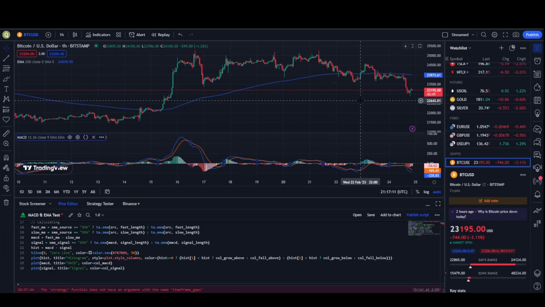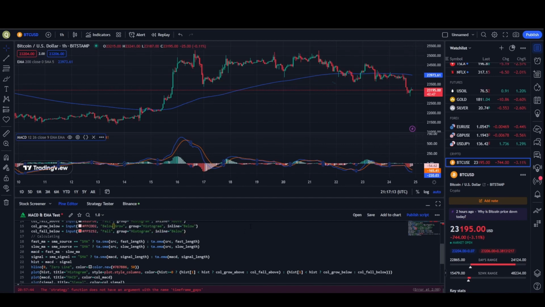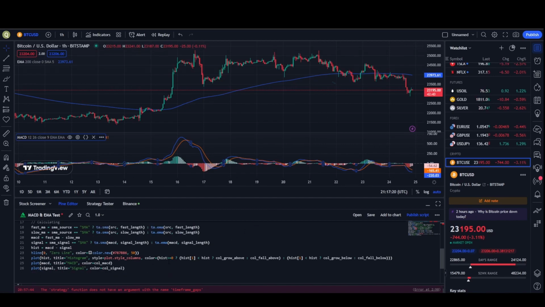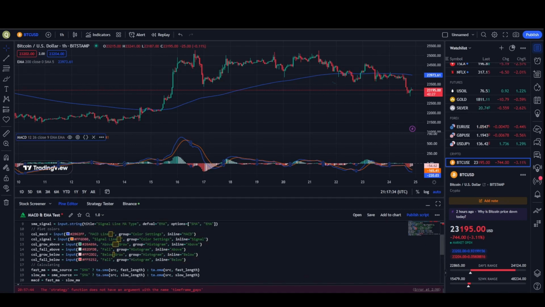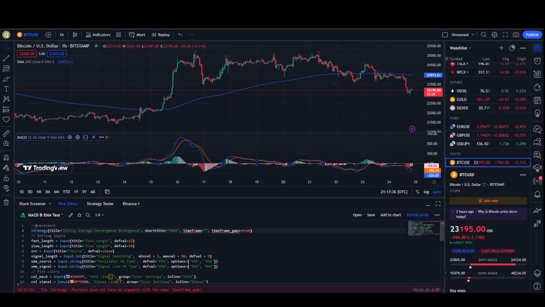So what I may have to end up doing is I will save this, because I tried to add this to the chart, but it says the strategy function does not have the argument with the name time frame gaps. Obviously I can get rid of it. It's basically up here, this time frame gap.